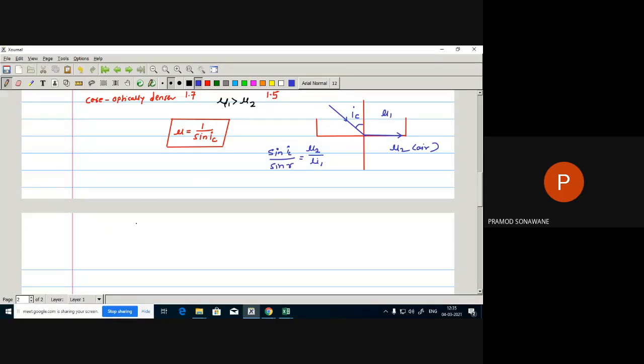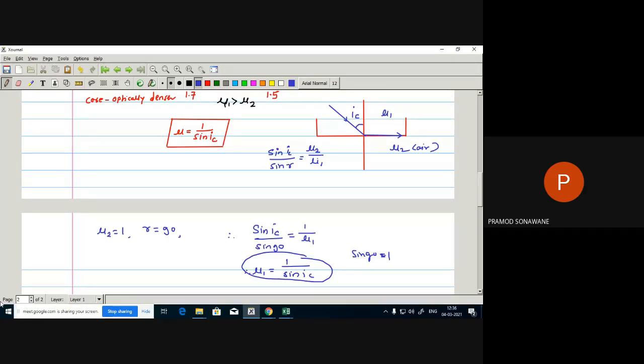So here I can write mu2 is equal to 1, r is equal to 90. Then this formula becomes sine ic upon sine 90 is equal to 1 by mu1. So therefore mu1 is equal to... sine 90 is what? 1. Then remaining is 1 upon sin ic. So this is the formula.